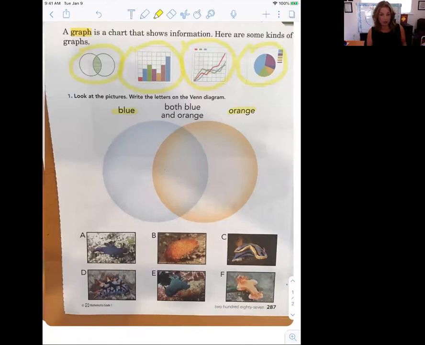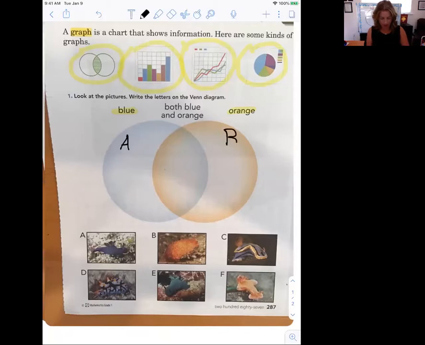And we'll write the letter of which part of the circle it goes in. So let's look at the first one, A. Which circle of the Venn diagram is that one going to go in? That's a kind of fish. These are all sea creatures. Well, I only see blue, so I'm going to write A for blue. How about B? Where do you think the B is going to go? You write B in the circle that it goes in.